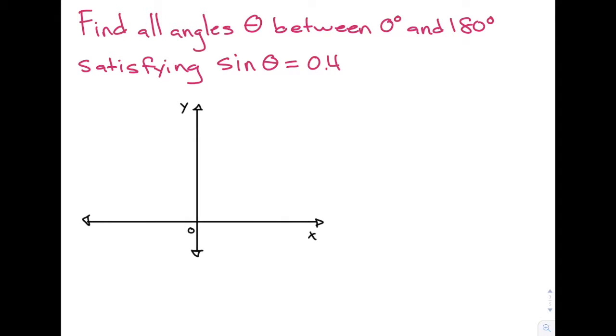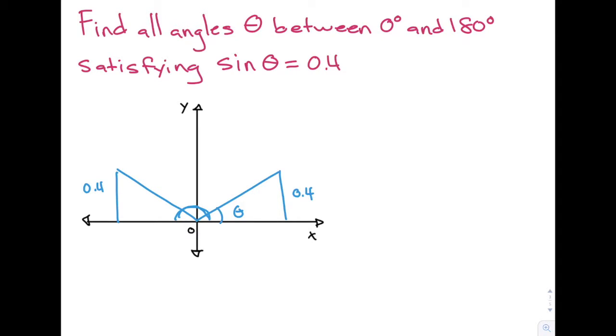Since sine is positive in both the first and second quadrants, we might expect to find two solutions. For example, suppose I drew this triangle where that value is 0.4 for theta, and we might have a similar triangle on the opposite side, 0.4 for a larger angle here. So as we solve this, I would expect for us to get two solutions.